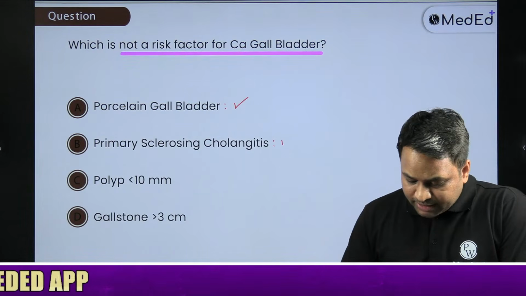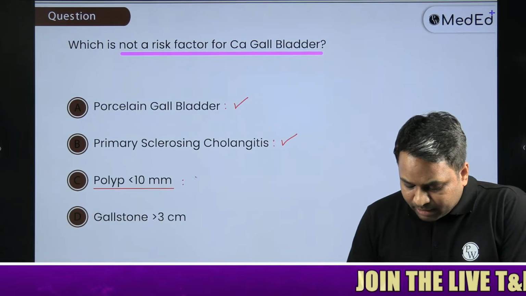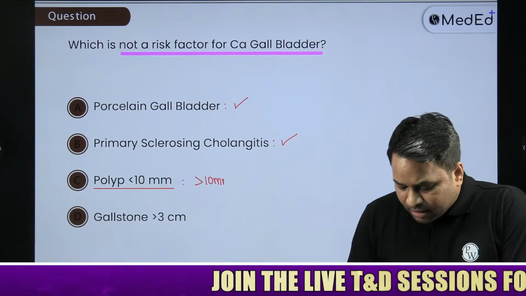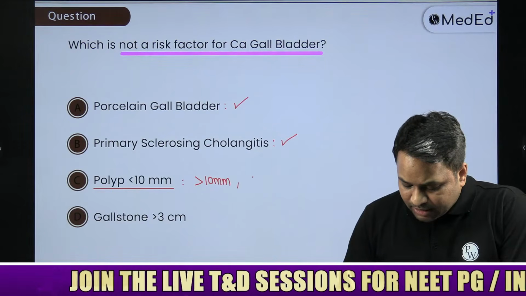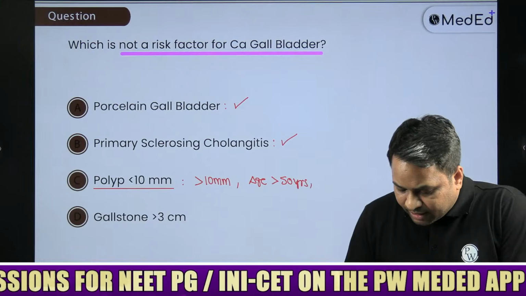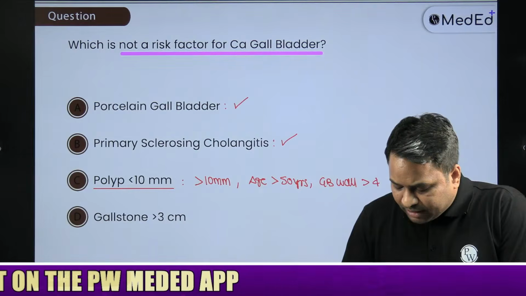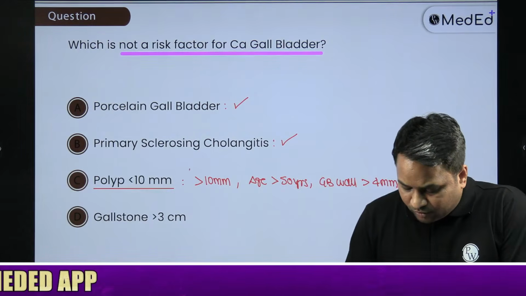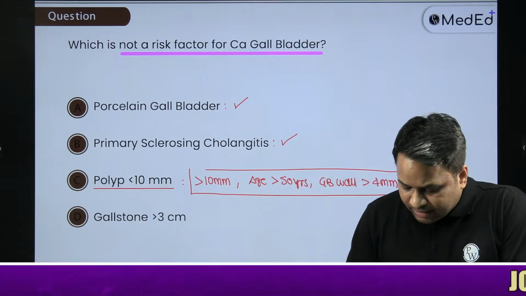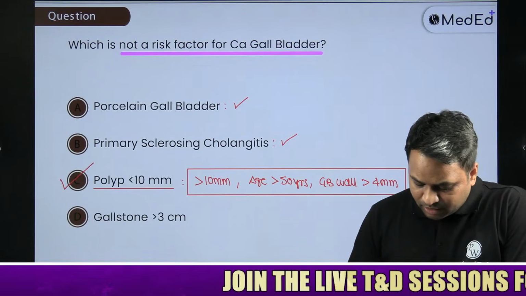Primary sclerosing cholangitis, yes. Polyps of size more than 10 millimeters, not less than 10 millimeters, more than 10 millimeters, age more than 50 years, and gallbladder wall more than 4 millimeters in thickness. If all these are satisfied, then it increases the risk. So C is the right answer. It is not the risk factor.